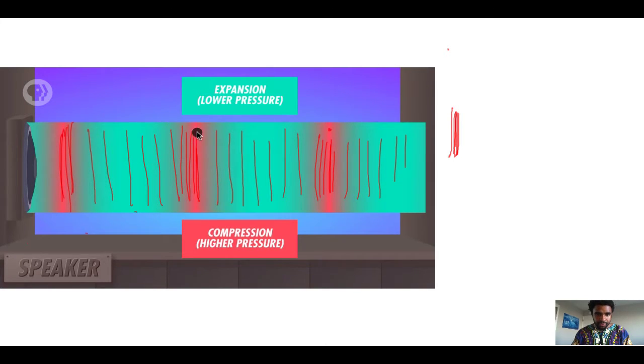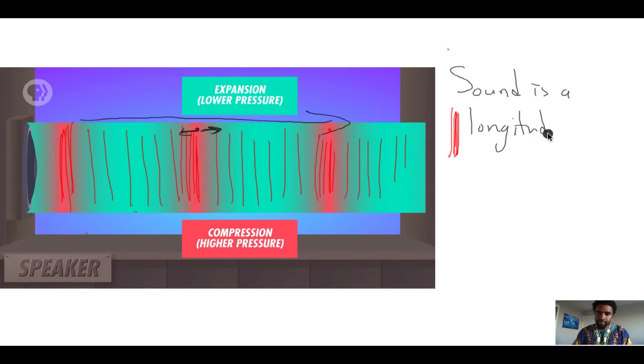And each of the individual air molecules or particles are going back and forth, forward and back, left and right, parallel to the direction in which the wave is propagating. All right, so sound is a longitudinal wave.